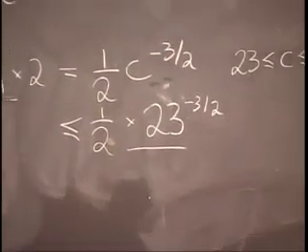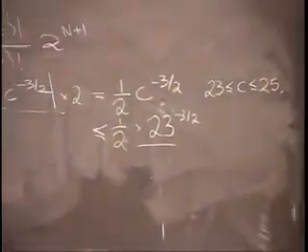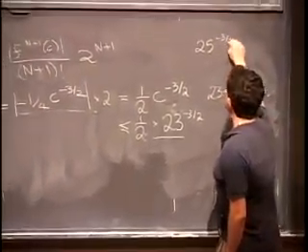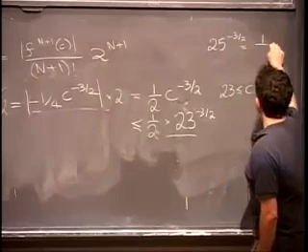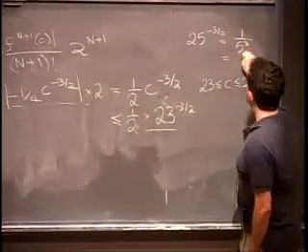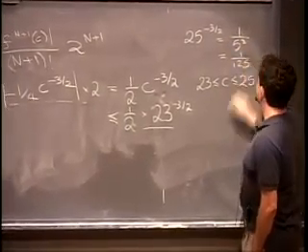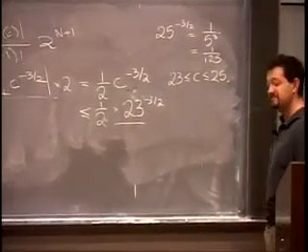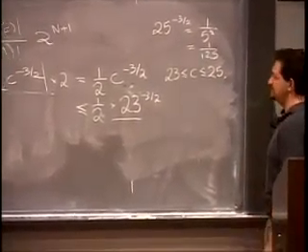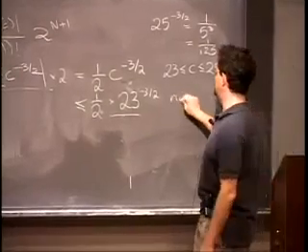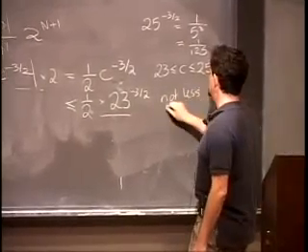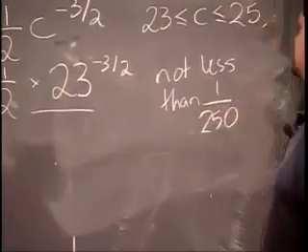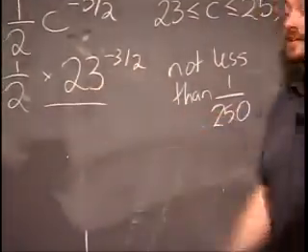But I'll tell you one unfortunate fact. I don't think this is good enough, because 25 to the minus 3 halves is equal to 1 over 5 cubed, which is 1 over 125. And we got a half of that, so you do get 1 over 250, but this is not smaller than it. This is too big. This is not less than 1 over 250. If it were 25, it would be fine.